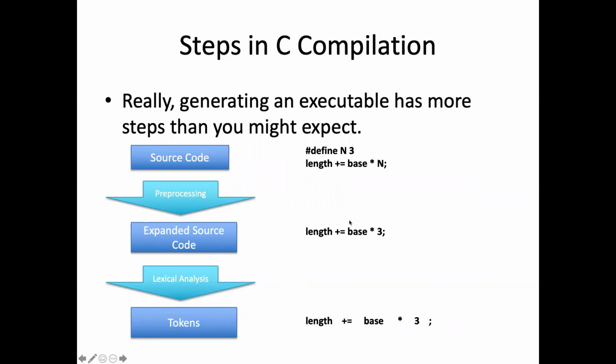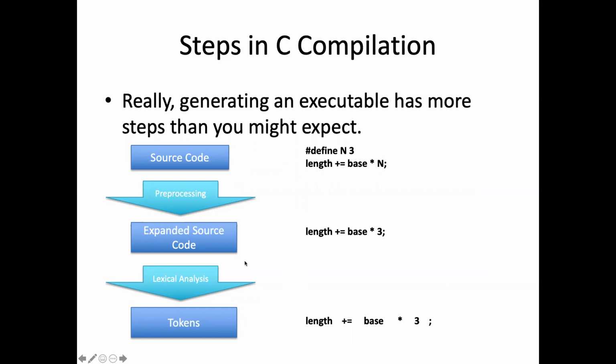We already said the first thing that happens is your code goes through the preprocessor, and you get what's called expanded source code. Among other things, the preprocessor replaces definitions with their values. Some people will say it expands those definitions, so that's why the result of preprocessing is called expanded source code.